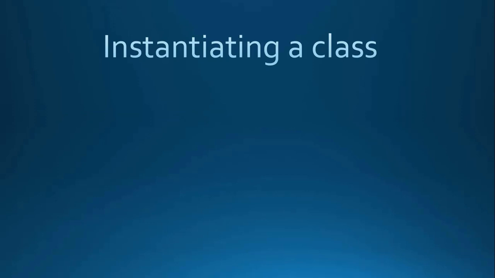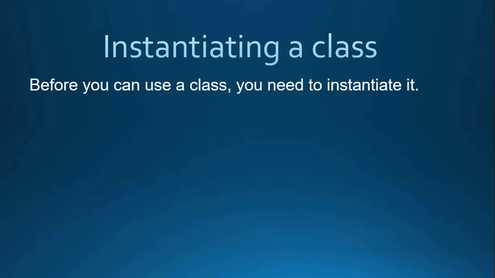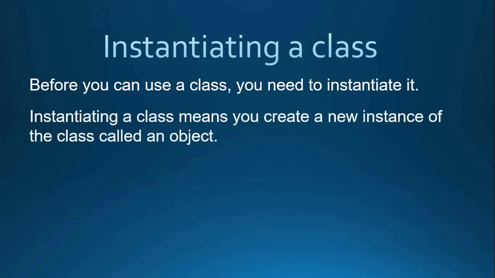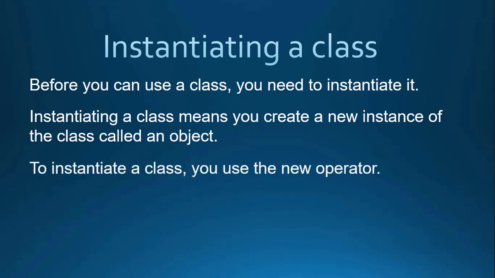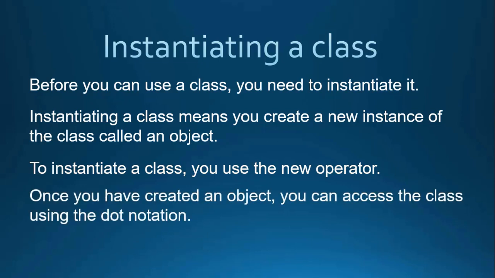Before you can use a class, you need to instantiate it. Instantiating a class means you create a new instance of the class called an object. To instantiate a class, you use the new operator. Once you have created an object, you can access the class using the dot notation.